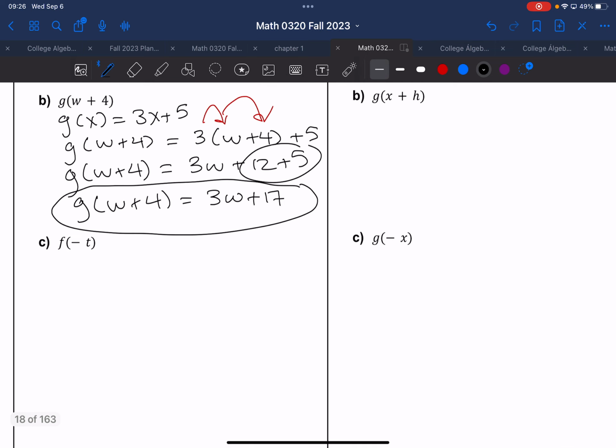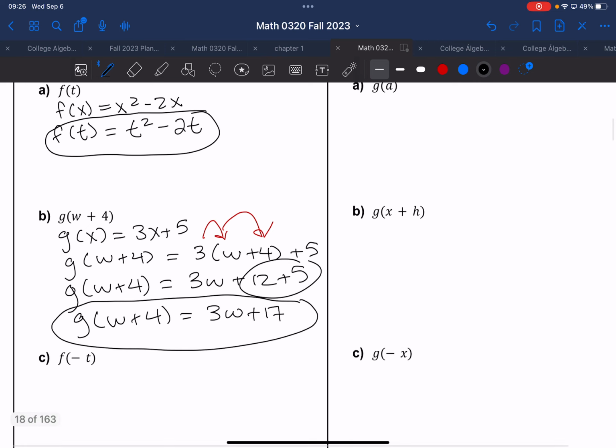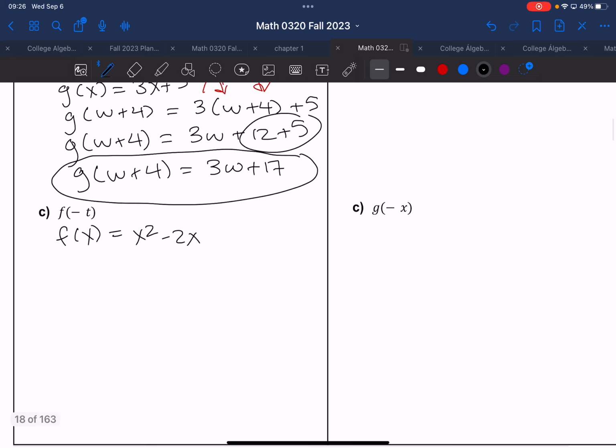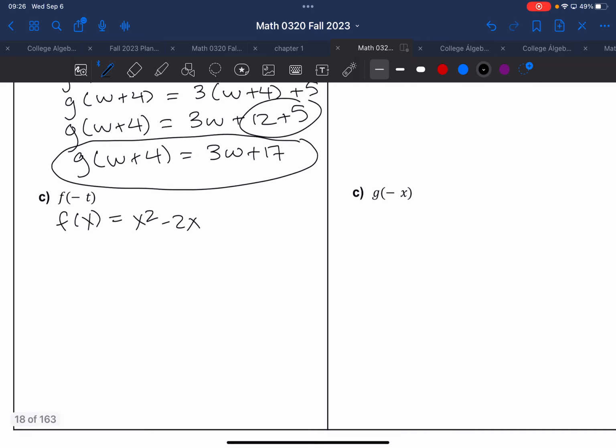For C, what function are we using? F function. So we're using f of x is equal to x squared minus 2x. What are we plugging in for x? Negative t. Am I going to plug it in just negative t or negative t with parentheses? Parentheses. Why? To make sure you distribute it properly. Correct. To make sure that negative gets put into the problem correctly.